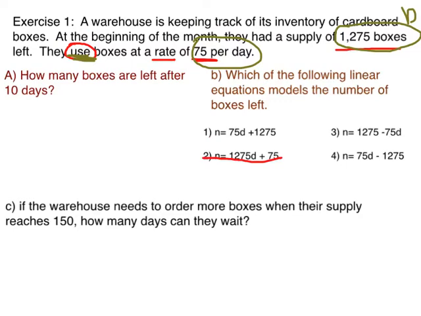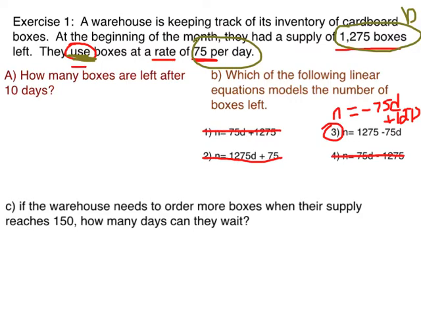Now let's go to 1 and let's go to 4. The word use means I'm going to be subtracting by 75 boxes per day. Well, what is my slope? In both of these cases, my slope is a positive slope. So it's not going to be going down. So both of those can be eliminated. It is choice 3, and let's determine it. It is written a little funny. We could rewrite it as n equals negative 75d plus 1,275, which is my starting point.